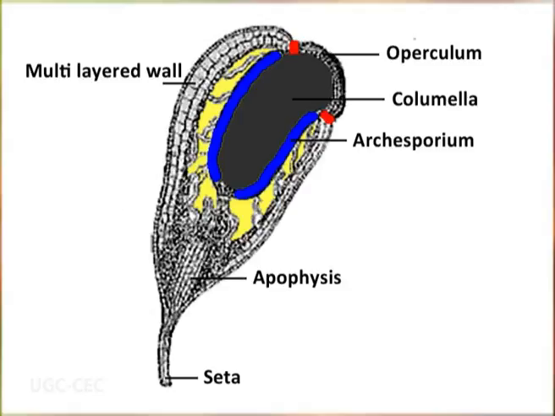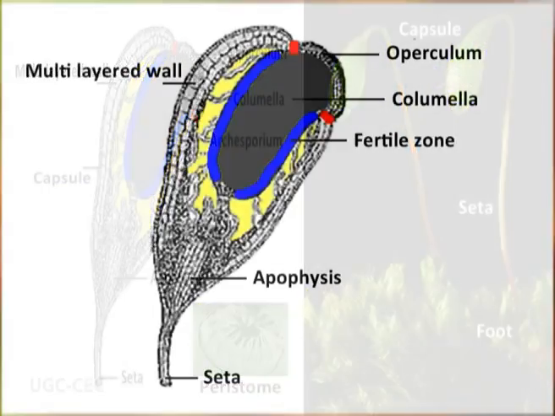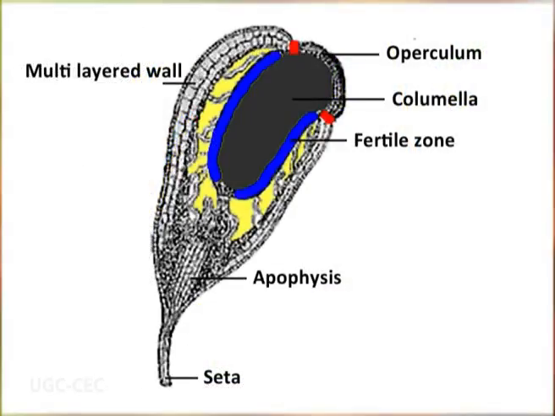and apophysis. Thus, in Funaria, the major portion of the sporophyte is sterile, and the sterile structures include foot, seta, capsule wall, apophysis, peristome, operculum and columella. This structural complexity has evolved for an efficient spore dispersal mechanism. The fertile zone in this type of sporophyte is restricted to a much smaller portion.